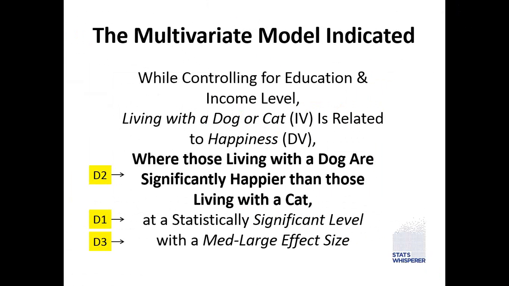Now you see the little yellow boxes on the left. They're pointing out the 3 dimensions of a relationship, right? So the first one on the top says D2. That's our directionality. So that's the dimension of directionality, where those living with a dog are happier, and that's the directionality of happiness. 1, statistically significant, the next box underneath, so we know it's significant. And then 3, we have our effect size, which is medium to large. And so all bases covered.